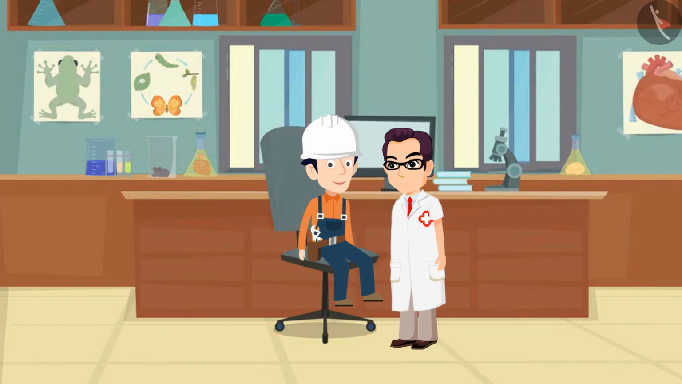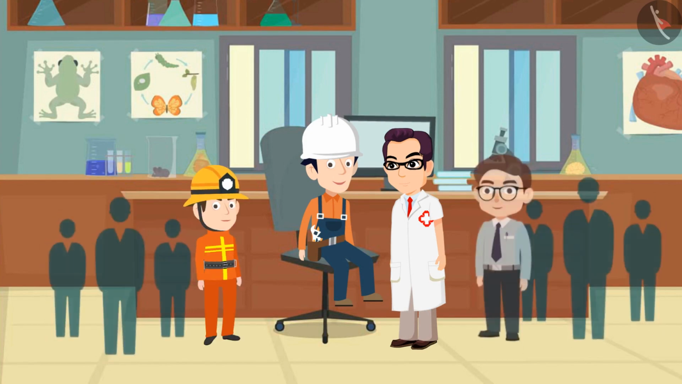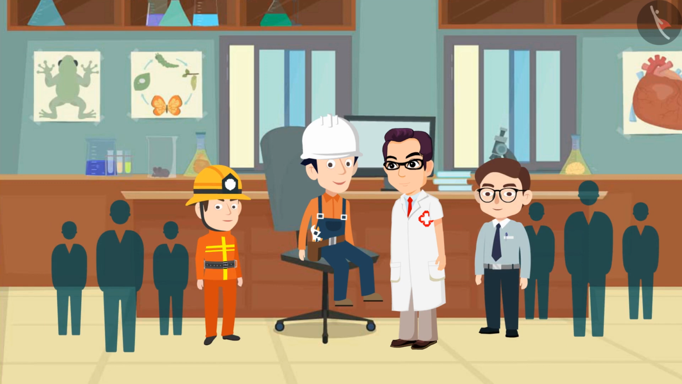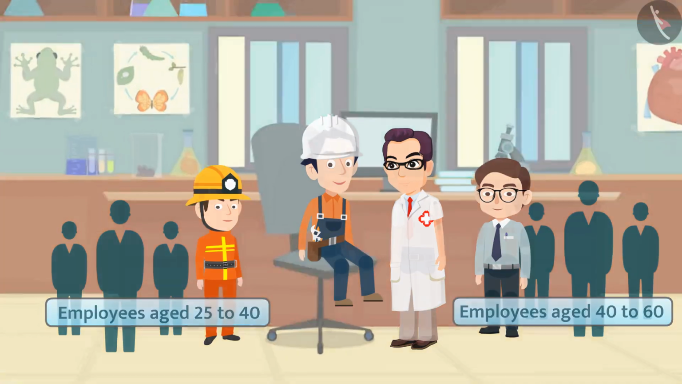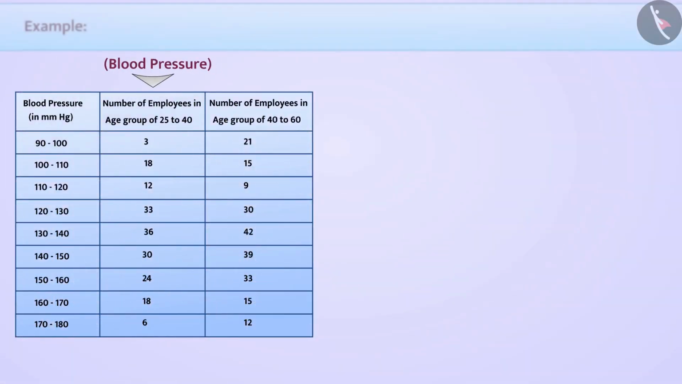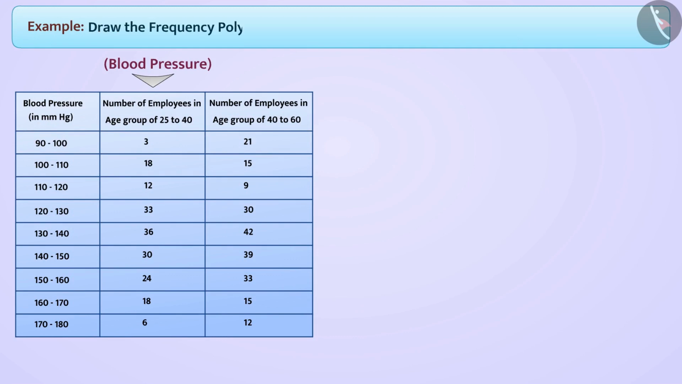The doctor divided the staff into two age groups before examining: employees aged 25 to 40 and employees aged between 40 to 60. After this, the doctor examined the blood pressure of all employees and made the report shown. Draw the frequency polygon for the blood pressure of both age groups on the same graph. Pause the video and try yourself first.